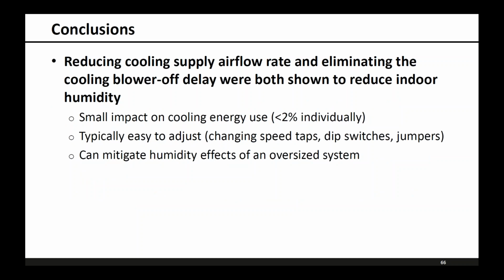And finally, looking at the equipment, the results showed that reducing the supply airflow rate and eliminating the cooling blower off delay had significant impacts on reducing indoor humidity with small impacts on cooling energy use. So those two equipment setup items can be used to help mitigate high humidity in homes and can compensate for oversized equipment that results in high humidity.